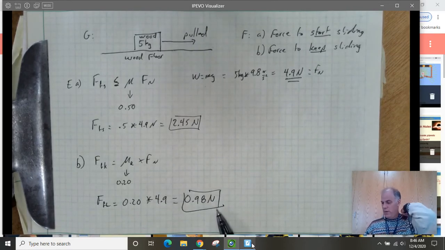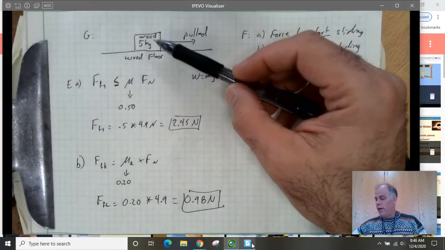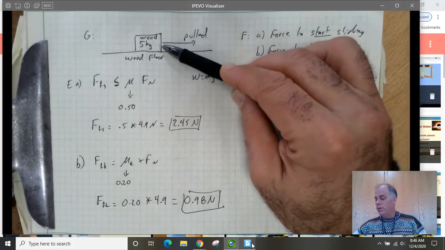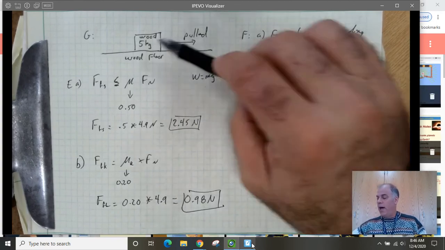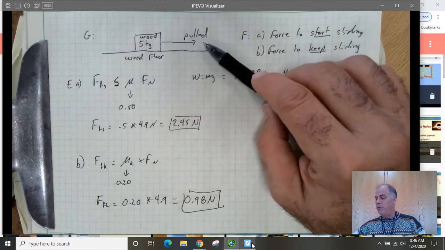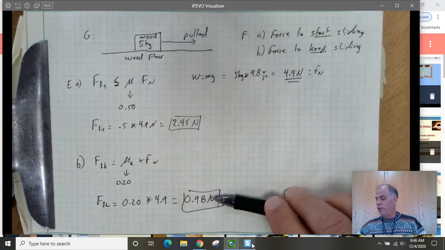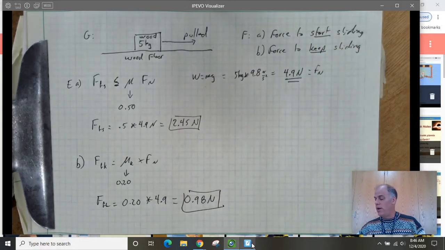Okay, so it's hard to get it going, but once you get it going, it's relatively easy to keep it going. Now, there's going to be a period here when we start pulling on this thing, when it breaks loose, when we're still pulling really hard. So during that time, the block is going to be accelerating. It's going to go faster and faster and faster until we reduce the pull to that 0.98 newtons, and then we just keep it going along at constant speed. Okay, all right.